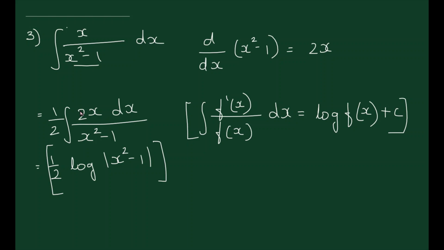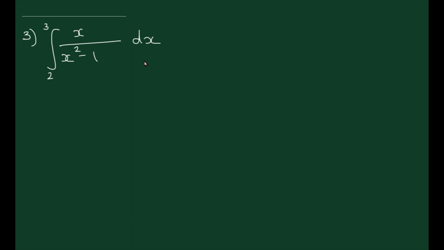Rather we write it between the limits. Now in the third question, the question is the integral of x upon x square minus 1 dx from 2 to 3. The limits of integration are 2 to 3. Now you can do this sum in two ways. You can either convert x square minus 1 as x plus 1 into x minus 1 and do it by the method of partial fractions, which we studied in chapter 5. That was the last concept we studied actually.